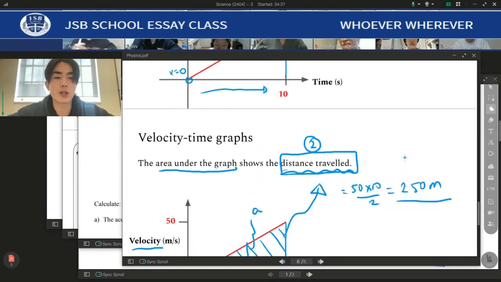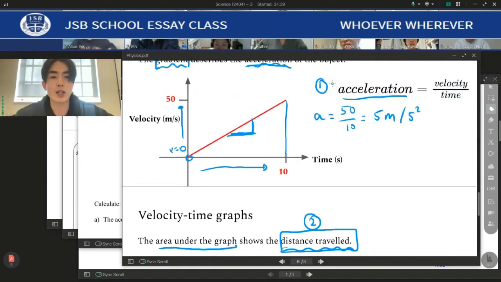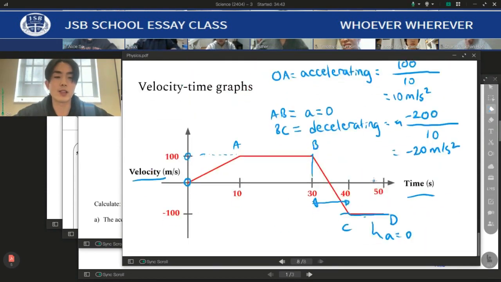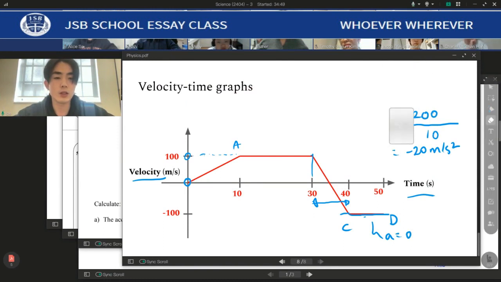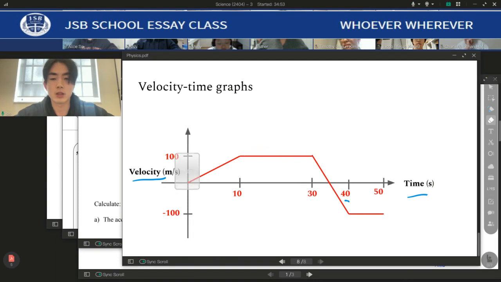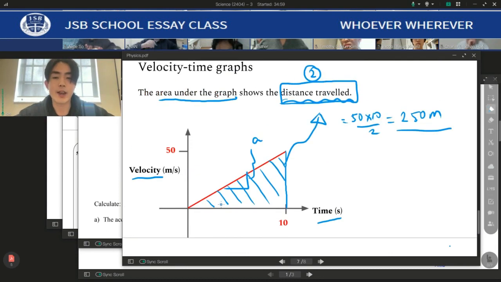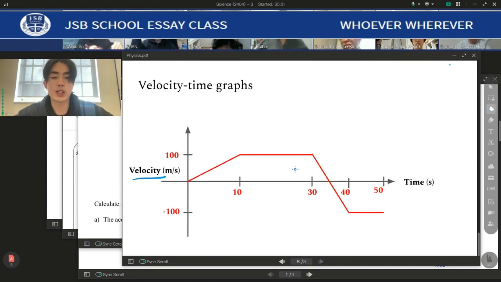Remember, for a velocity time graph, we can work out two things, right? We can work out acceleration. We can also work out distance traveled, okay? So this is the acceleration part. Let's try and work out the distance traveled. And remember, the distance traveled can be worked out by the area, so the area underneath the graph. So let's split it up each one, okay? So let's say O to A.